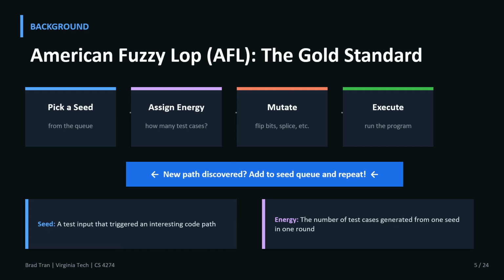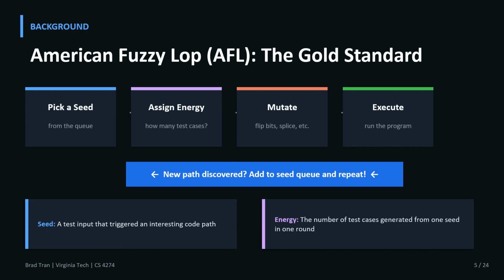So let me walk through AFL's core loop because understanding it is essential to understanding what EcoFuzz improves. AFL operates in 4 steps. First, it selects a seed from its queue. A seed is a test input that previously triggered interesting behavior, specifically a new code path. Second, it assigns energy to that seed.